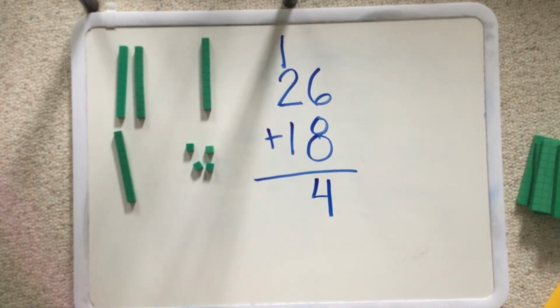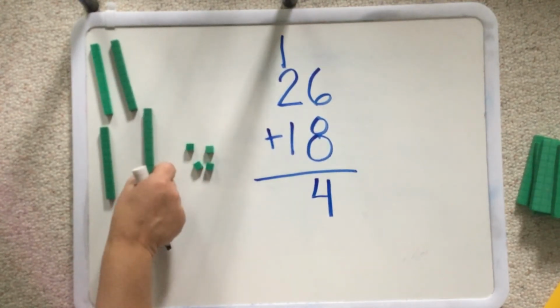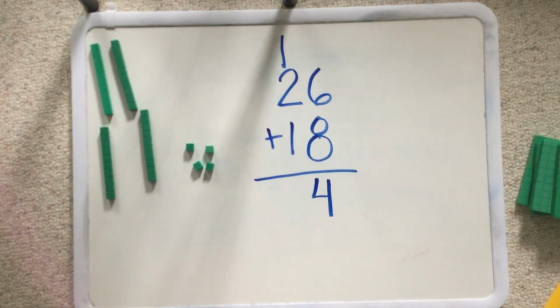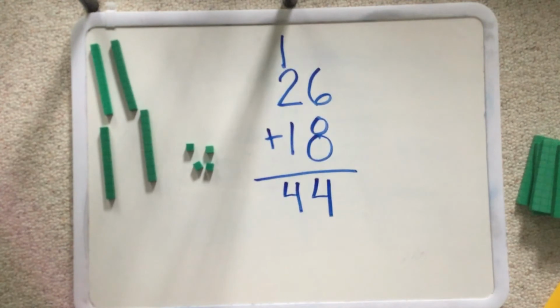If I add all the 10s together, I have 2 10s from 26, 1 10 from 18, and 1 10 that I regrouped. So I have 4 10s, or 40. So my total of adding 26 plus 18 is 44.